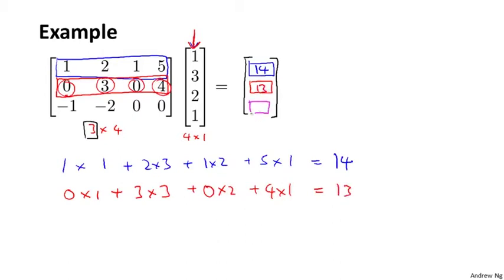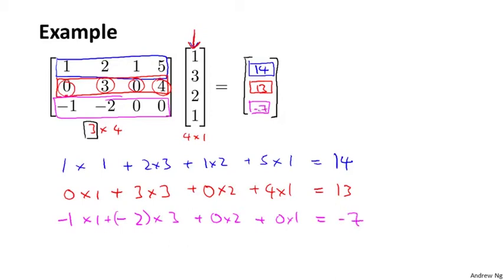And finally, for the last element, I'm going to take this last row. So I have minus 1 times 1, minus 2, or really this is plus negative 2, I guess, times 3, plus 0 times 2 plus 0 times 1. And so that's going to be minus 1 minus 6, which is negative 7. Okay? So my final answer is this vector: 14, 13, negative 7. And as promised, the result here is a 3 by 1 matrix.